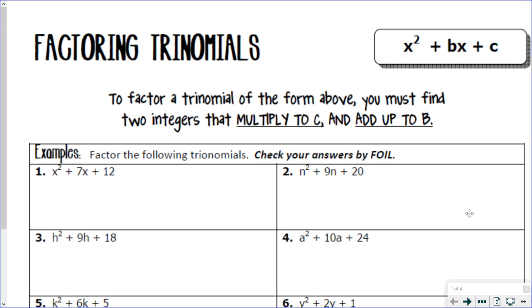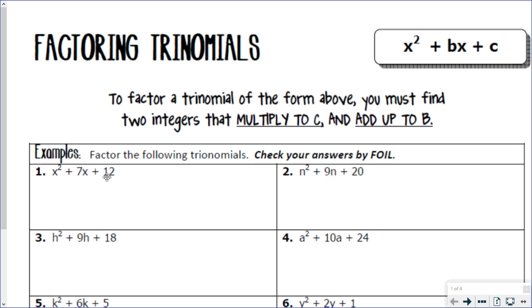All right, so this video is on factoring trinomials that are in the form x squared plus bx plus c. To factor a trinomial in this form, what you're trying to find are two integers that when you multiply them together, you get c, and when you add them together, you get b. That sounds kind of weird at first, but let's say it one more time. Two numbers that when you multiply them, you get c, and when you add them, you get b.